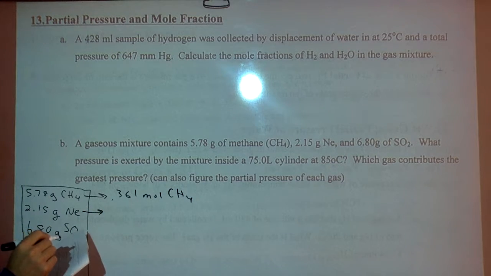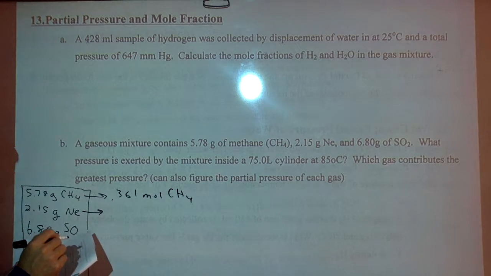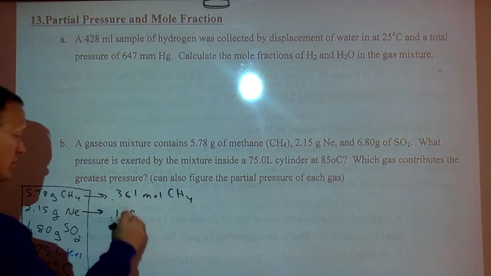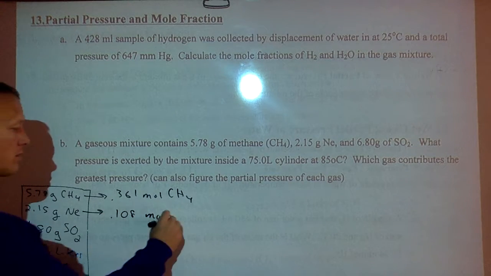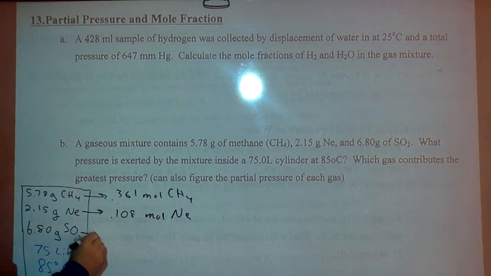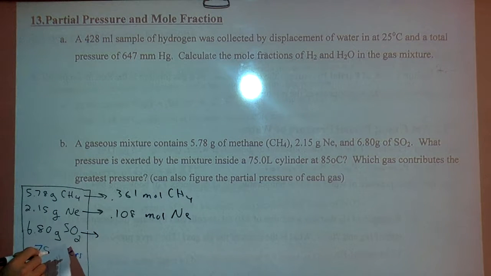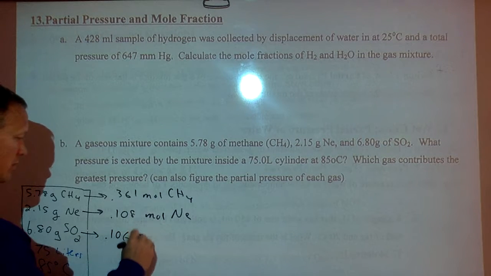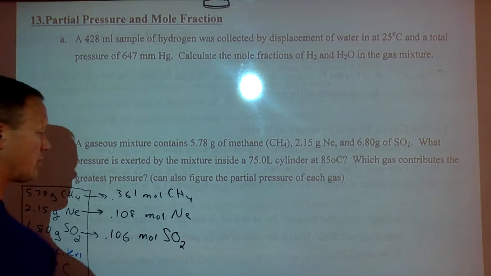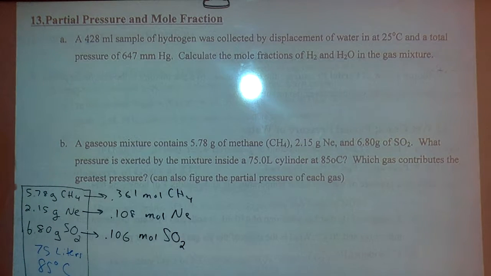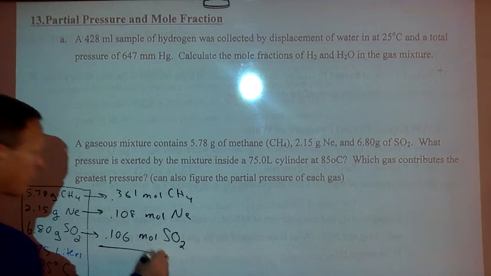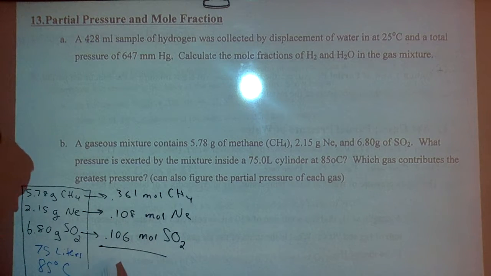Neon is 0.108 moles. And SO2 is 0.106 moles. So I could get my mole fraction here fairly easily if I wanted to. So let's do that. If we add up the total number of moles, that plus that plus that, our moles total are 0.575 moles.